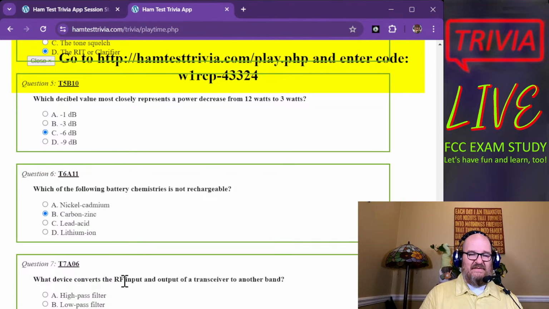Alrighty, what device converts RF input and output of a transceiver to another band? I'm pretty sure that is going to be the transverter. Let's see if anybody gets 100. I'm going to go ahead and submit mine.